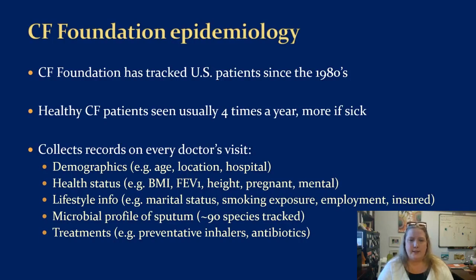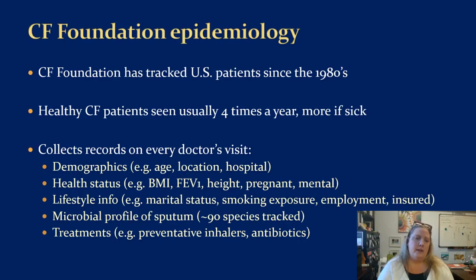The health status, so they look at the BMI, their weight, their lung function, which is the forced expiratory volume in 1 second, or FEV1, along with some other respiratory metrics. Their height, whether they're pregnant, whether they're having any mental illnesses at the time, their diabetes status. They also collect lifestyle info, like marital status, whether they smoke or they're around smoke, what kind of job they have, if they have a job, whether they have insurance or not.